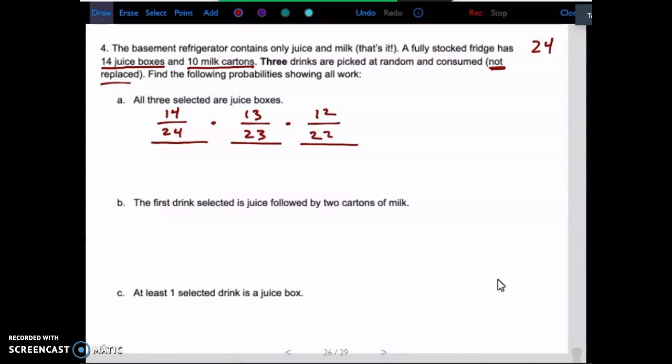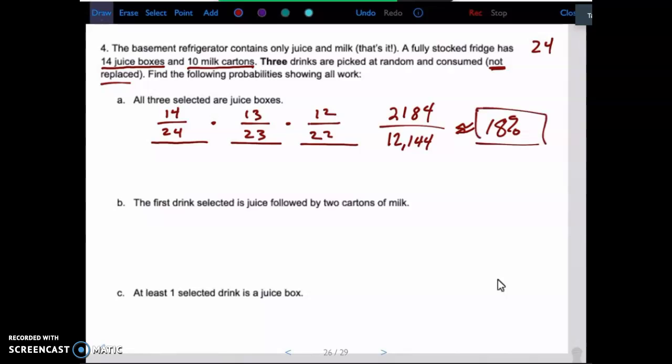Let's figure out what that is real quick. 14 times 13 times 12, 2,184, divided by 24 times 23 times 22, which is 12,144, which is equal to about 17.9%, so roughly about 18% of the time. Pretty good.